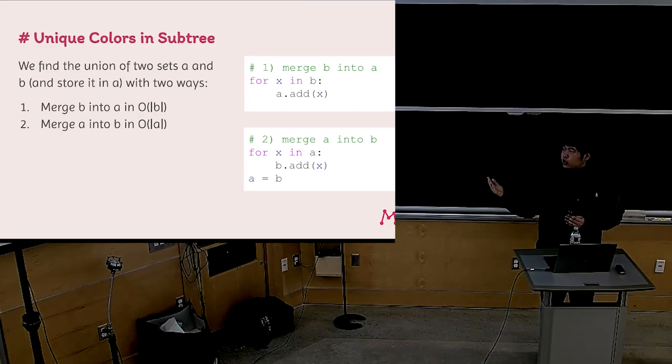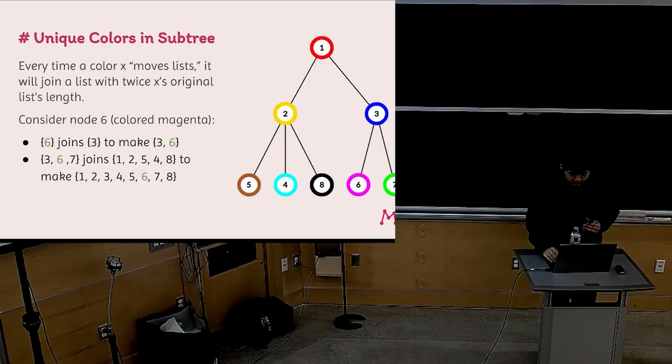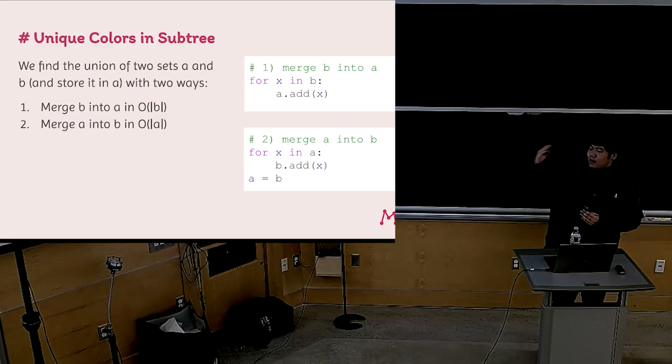Notably, it's important to make this distinction that we can merge in one of two ways, because borrowing from the knowledge we covered yesterday in DSUs, it makes sense for us to merge the smaller list into the larger list. As you can see, this process of analyzing the number of times a color moves is very similar to the process of analyzing depths, like the maximum depth or the sum of depths in a disjoint set.